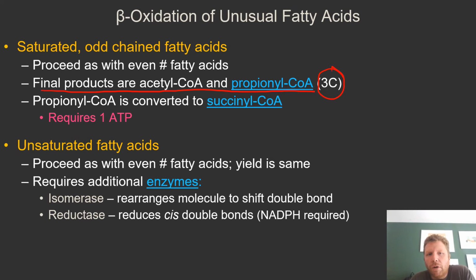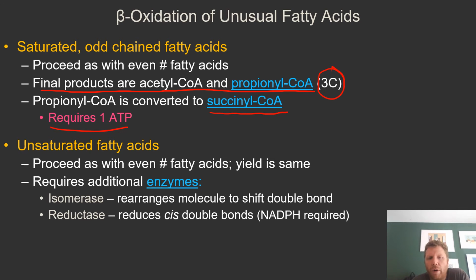That propionyl-CoA is going to be converted to another molecule known as succinyl-CoA. This is going to require 1 ATP. An unsaturated fatty acid is going to be a little bit different. You're going to proceed as normal with your even number of fatty acids, or your even number of carbons. Your yield is going to be the exact same.